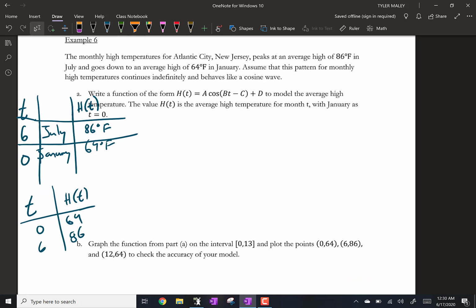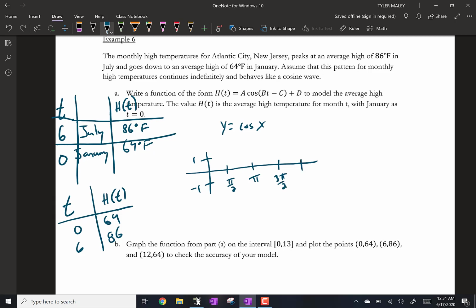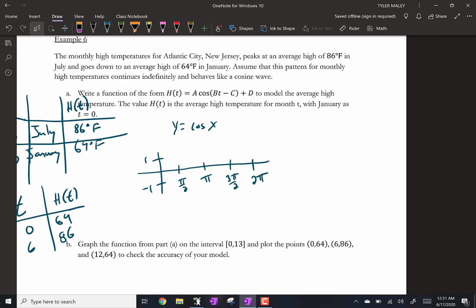Since this behaves like a cosine wave, let me graph cosine really quick. If we have y equals cosine of x, let's recall what that looks like. If you ever forget, you can draw a circle to help you. Remember, cosine is the x value. At 0, the x coordinate is 1, so we're going to be here. And then at pi over 2, we'll be at this point.